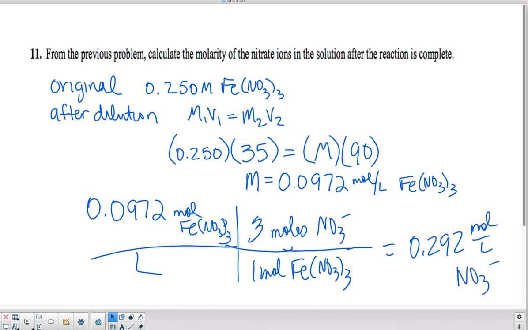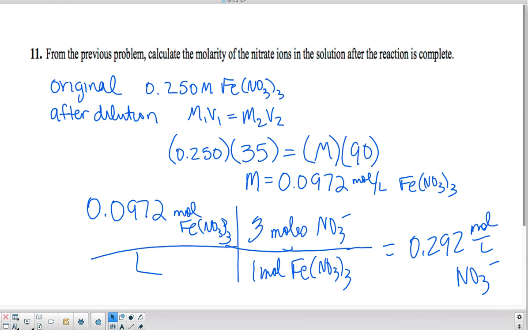Where these problems get to be crazy is if they choose something that forms a precipitate but has one of the ions of that in excess. So you have to figure out how much forms a precipitate, which then you have to subtract from the original amount of moles, and then whatever moles is left over. So they can get pretty scary hairy. So just be aware of that.